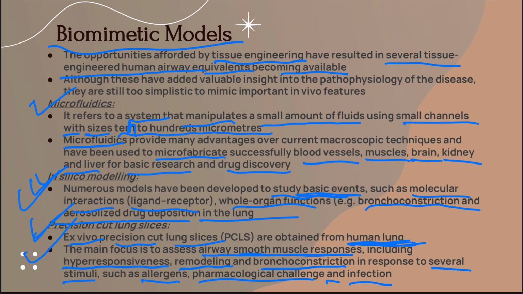Then we have in silico modeling, then we have microfluidics. Microfluidics is basically dealing with small amount of fluids, and it is also used for microfabricating different structures like muscles, and then we have brain, kidney, liver and blood vessels. Then in silico modeling is basically to study the interaction of the drugs in the computer system. And then precision cut lung slices, here we get ex vivo precision cut lung slices from the human lung, and here we are basically studying the hyperresponsiveness, bronchoconstriction, bronchial remodeling in response to different allergens, in response to different infections, in response to different types of drugs and stimulants.